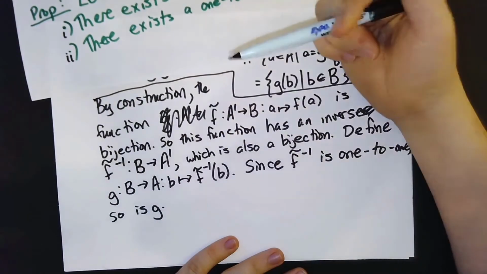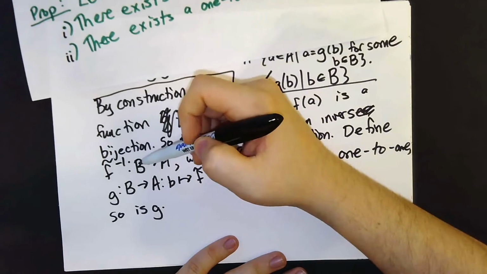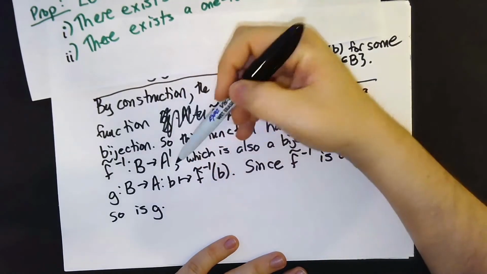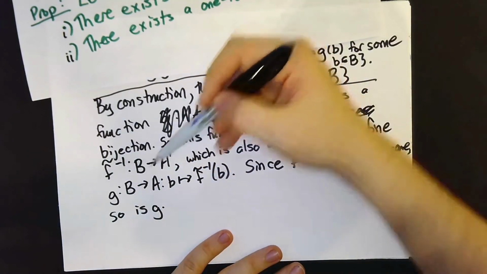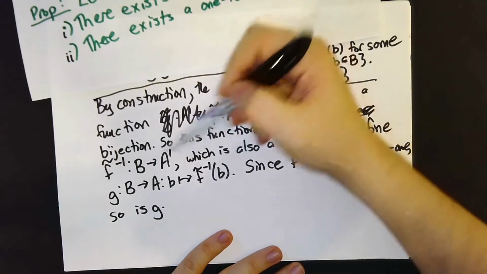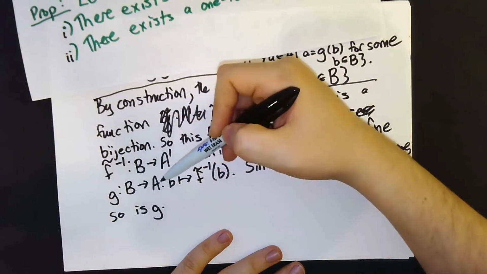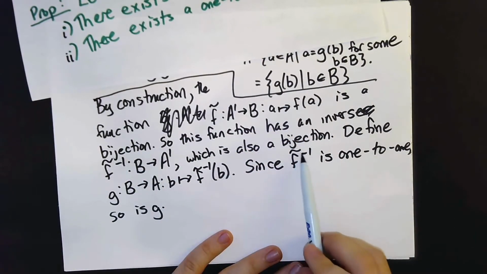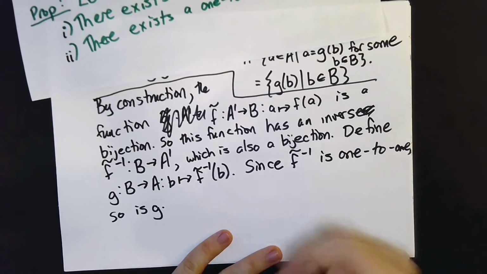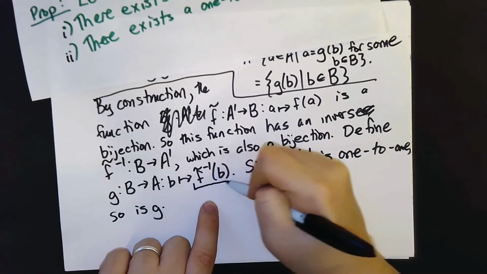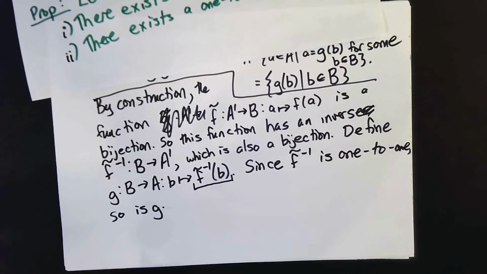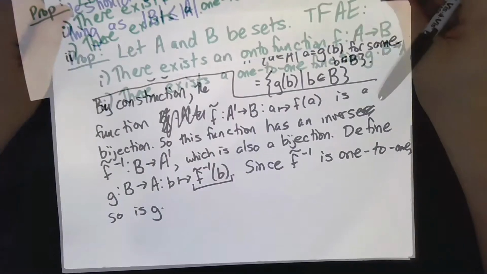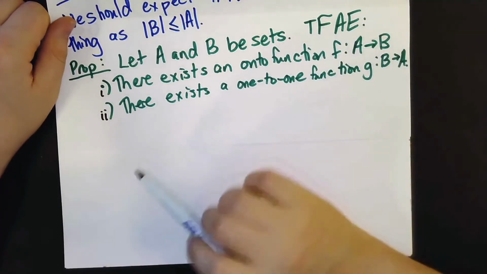In particular, what's that saying? No two distinct elements of b map to the same place in a prime, so if I apply the same function, no two elements of b map to the same place in a. This implication, that because f twiddle inverse is one-to-one, so is g, is because I'm using the formula f twiddle inverse here for my function g. So that was 1 implies 2 here. We now have to do 2 implies 1.